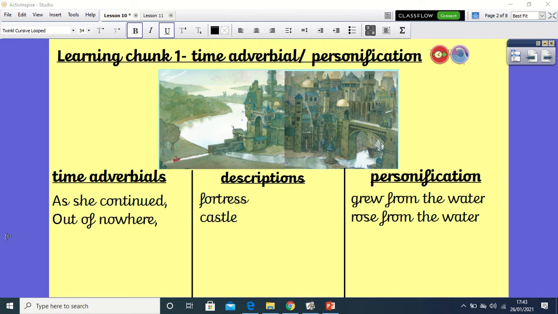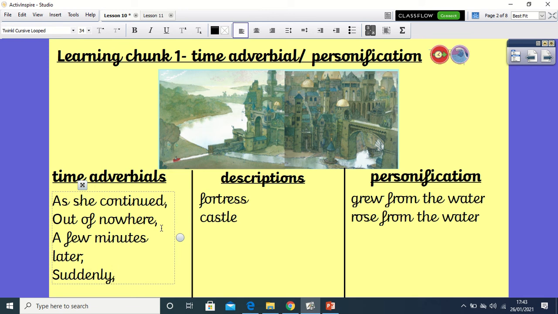Okay, so let's add a couple more ideas to this. So time adverbials, a few minutes later, we could have suddenly, you could use all of a sudden, you could have as the day stretched, lots of possibilities there. Anything that sort of signals the time that's passed. And then descriptions for what she's seen. So we've got fortress and castle.